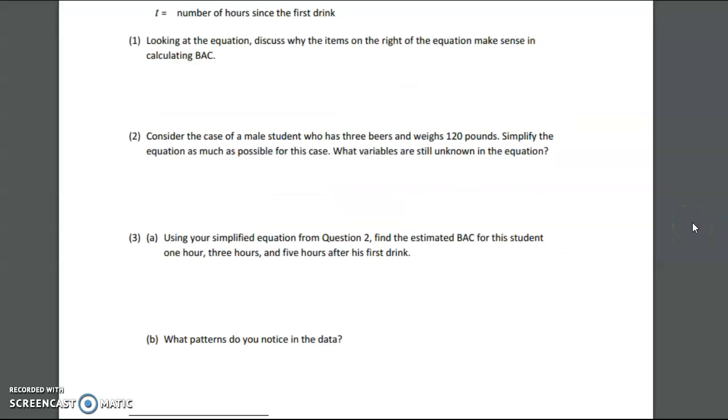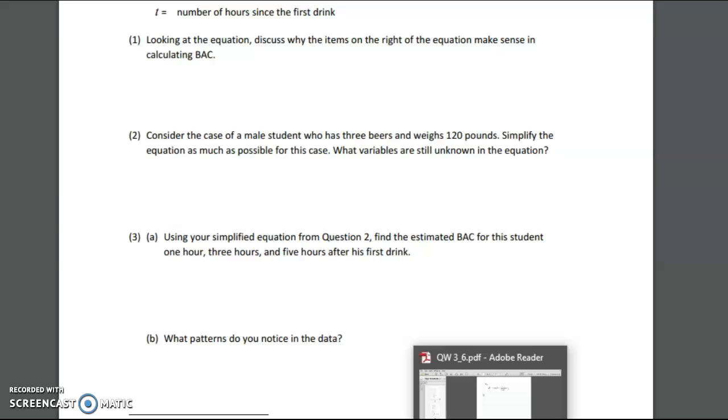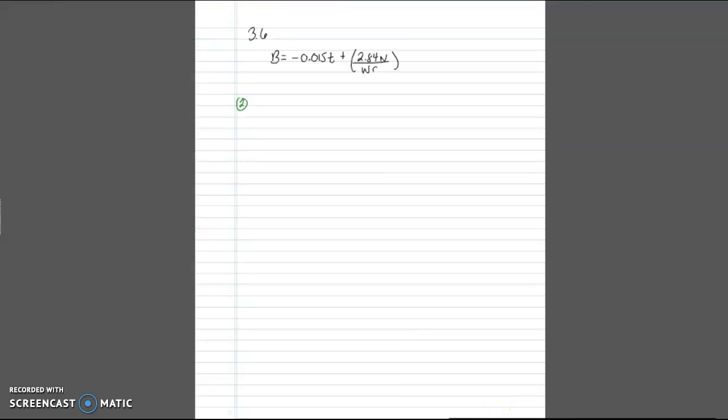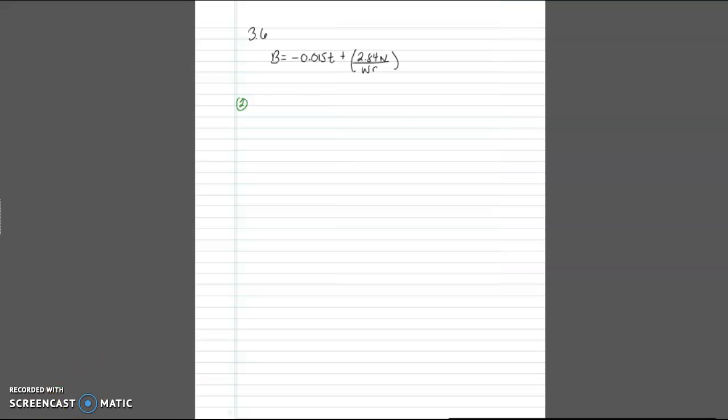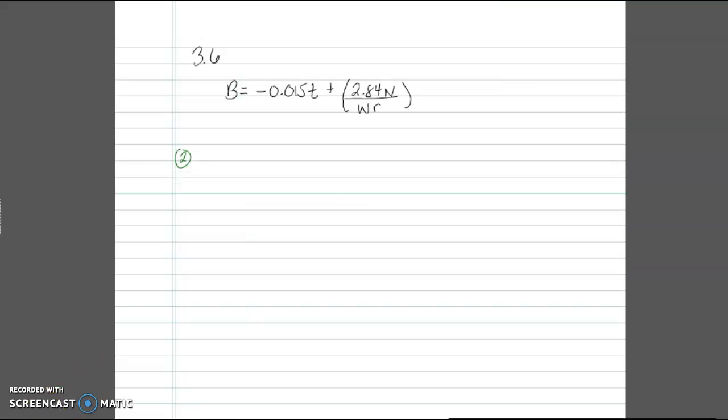So we're going to begin with question 2, where we're considering a male student who has 3 beers and weighs 120 pounds. We're going to simplify the equation as much as possible. I have the equation written again here. In the description, we were told that we had a male student who had 3 drinks, so N is 3. He weighed 120 pounds, so W will be 120. And since he is male, R is equal to 0.68.